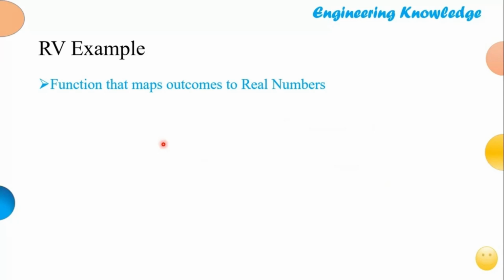As an example, a function that maps the outcomes to real numbers is a random variable. Suppose we take a throw of dice as an example. Throw of dice, 1 to 6 are the faces of the dice. Whenever we throw, all the outcomes are going to be independent of each other. Whether one comes or two, they are not dependent on each other. And also, it's going to be exhaustive. Whenever we throw a dice, there will be at least one outcome. So this satisfies both the conditions for this to be a random experiment.